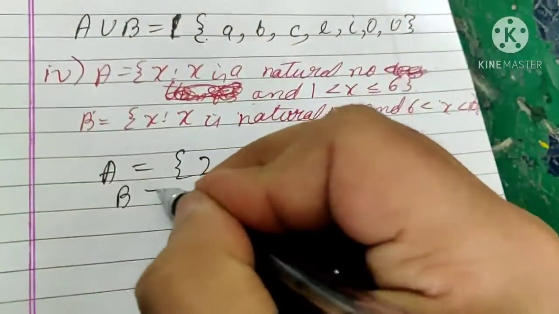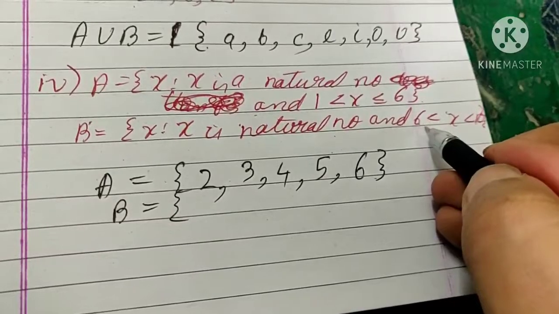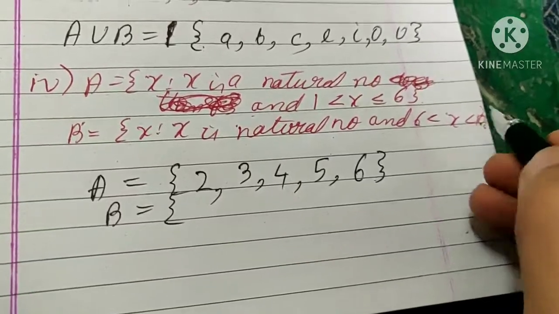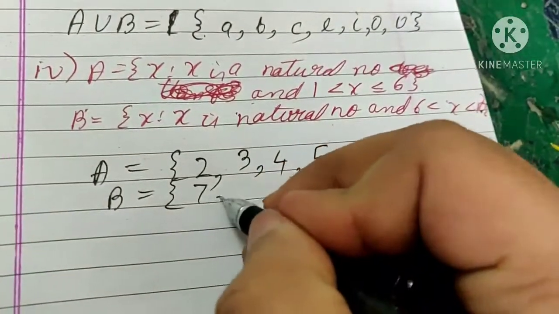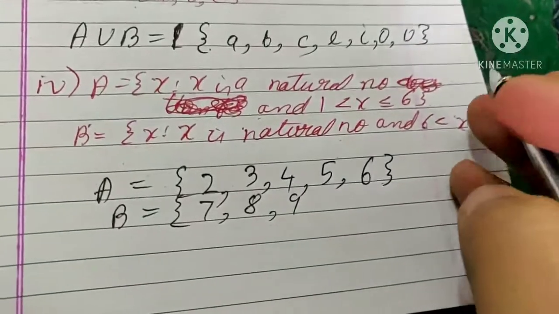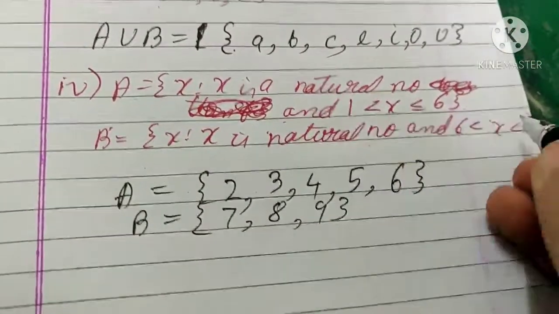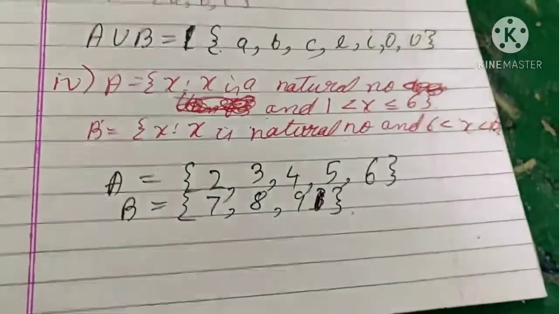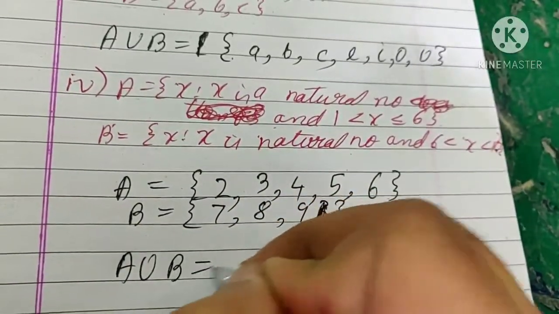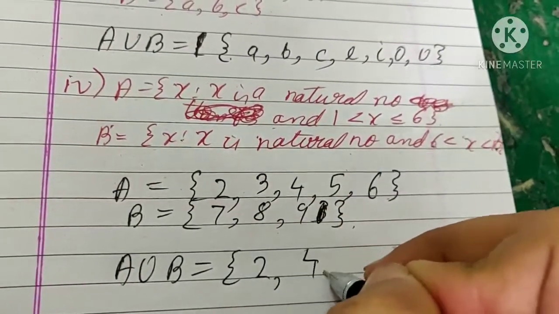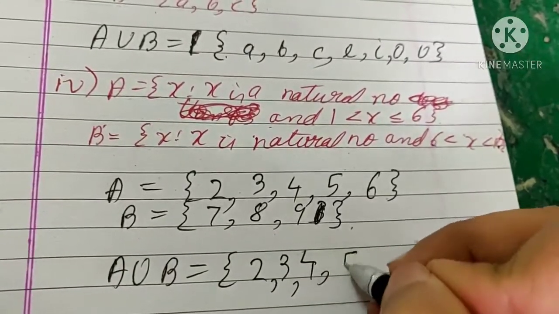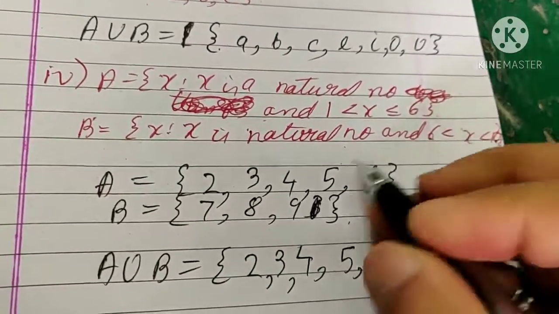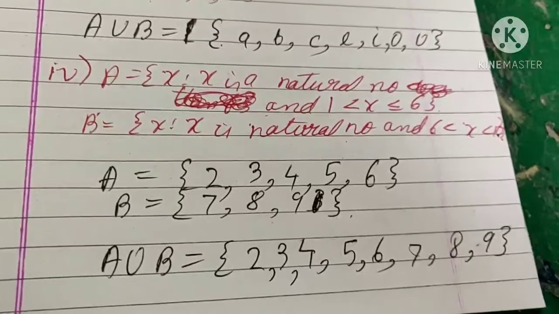This is set A, and what is set B? It is greater than 6 and less than 10. Means 6 is not to be taken here. Means 7, 8, 9, and it is less than 10, and 10 is not to be taken here, as it says only less than but not equal to. So this is set A and set B, and now we have to calculate A union B. So 2, 3, 4, 5, 6, 7, 8 and 9, means all the elements of A and B. All elements are present in this.